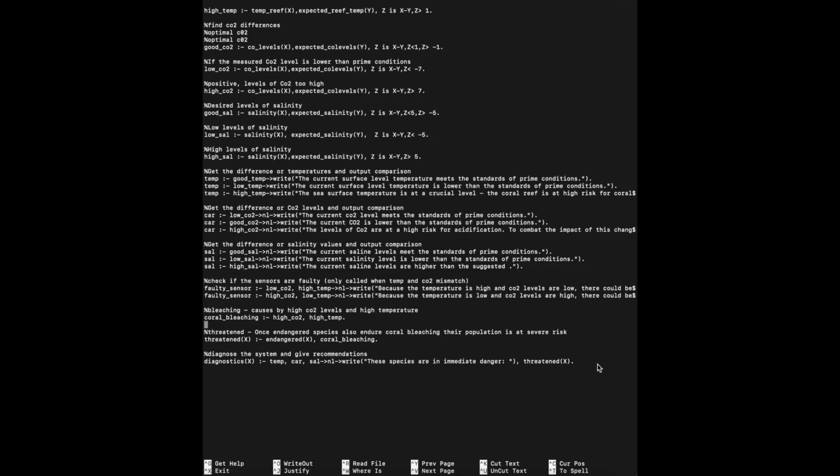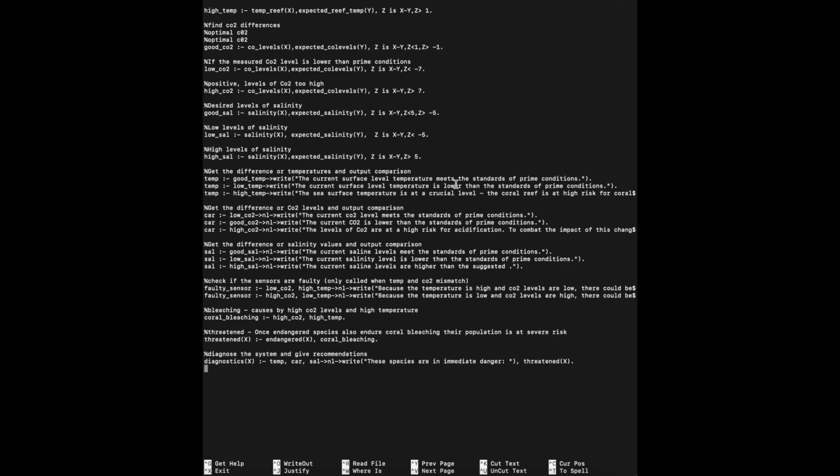So if the sea surface temperature is at a very crucial level, if the temperatures are at a high level, then we would suggest a cooling infrastructure for that targeted area to combat that high temperature. If the CO2 levels are too high, then we would provide a detailed plan based on the acidification. So by that time, the coral is already being impacted by acidity, and the species are being impacted as well.